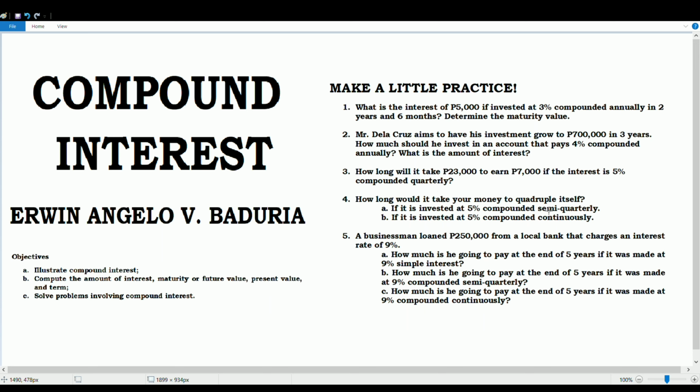How long will it take your money to quadruple itself if it is invested at 5% compounded semi-quarterly? And for letter B, if it is invested at 5% compounded continuously. And for the last item, a businessman loaned 250,000 pesos from a local bank that charges an interest rate of 9%. Letter A, how much is he going to pay at the end of 5 years if it was made at 9% simple interest? For letter B, how much is he going to pay at the end of 5 years if it was made at 9% compounded semi-quarterly? And letter C, how much is he going to pay at the end of 5 years if it was made at 9% compounded continuously?